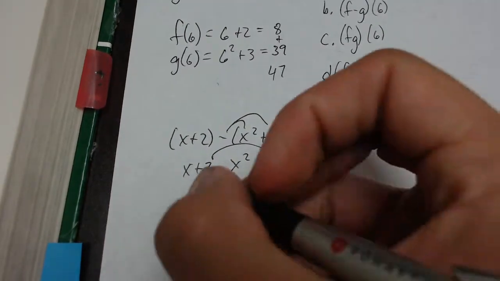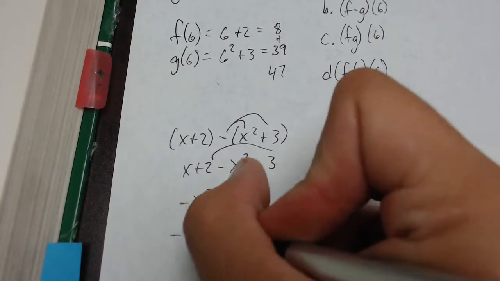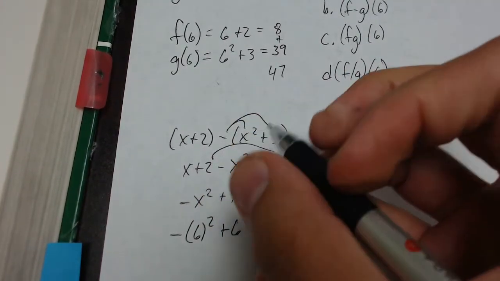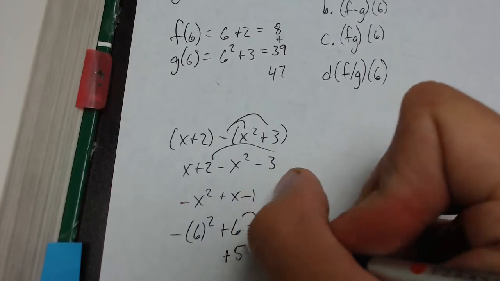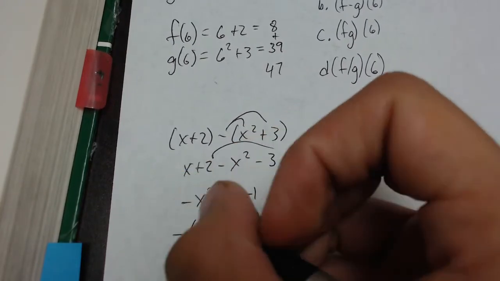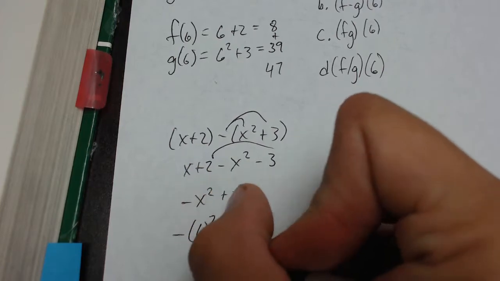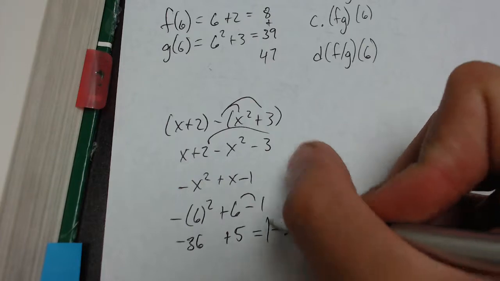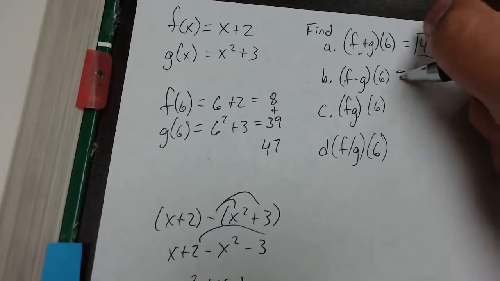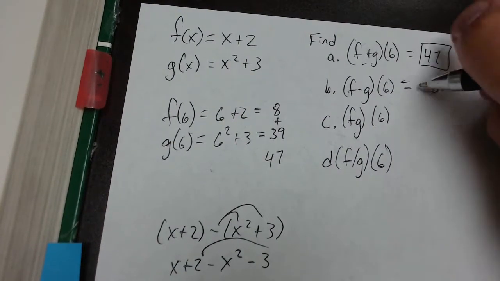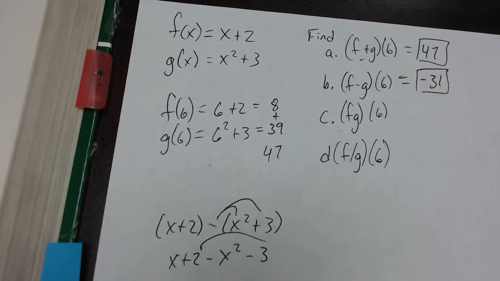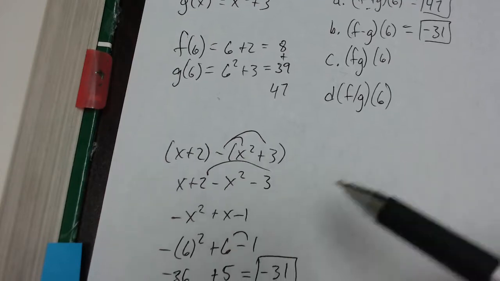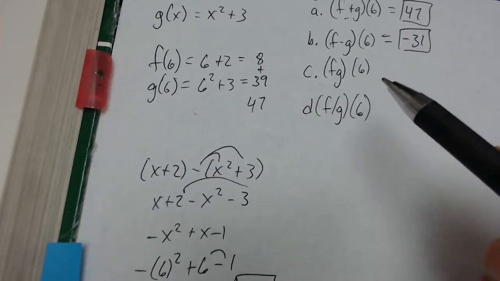From there we just plug in 6, so we have negative 6 squared plus 6 minus 1. 6 and 1 combined become positive 5, and 6 squared gives us 36. Negative 36 plus 5 gives us negative 31. So those are the two methods to solve them, and I'll go ahead and finish the rest of these examples, and I'll probably use this secondary method for this.